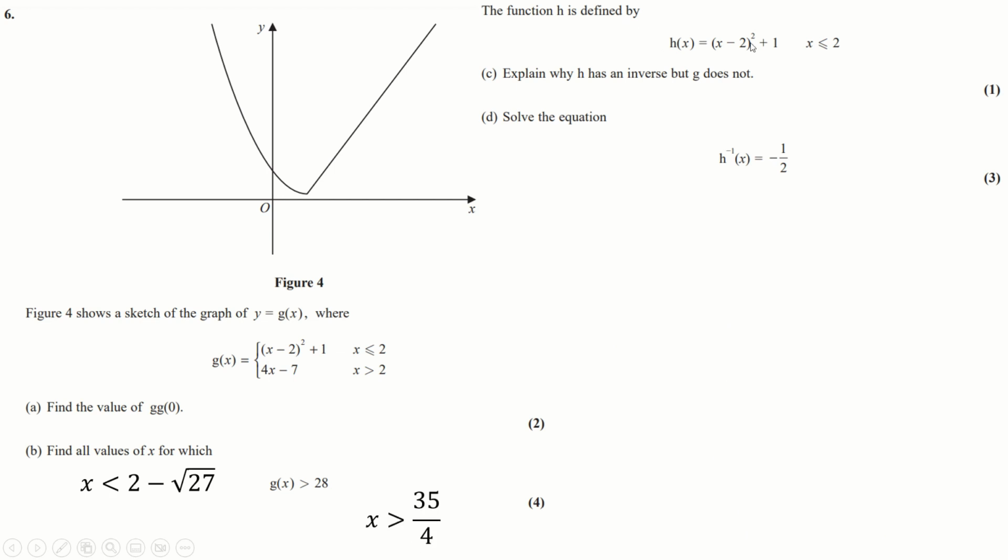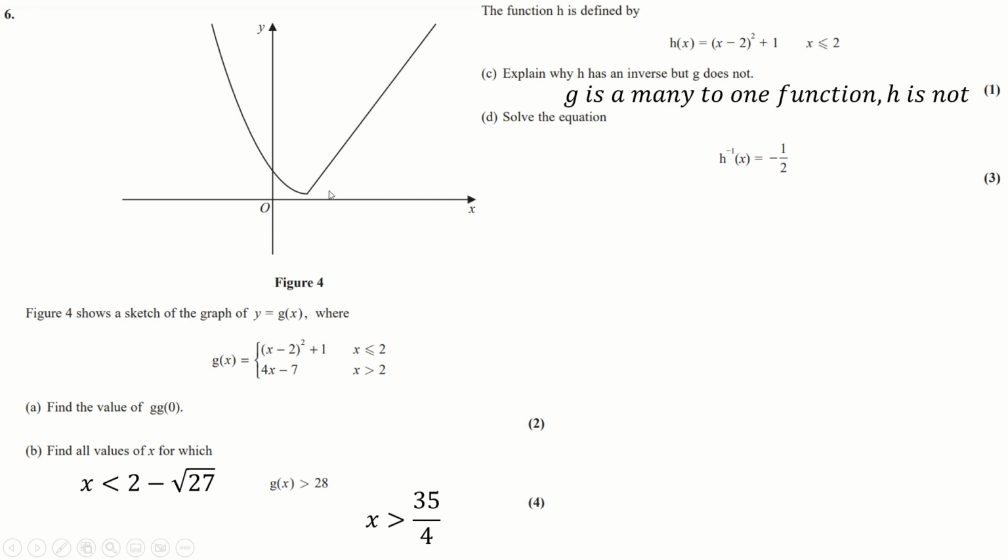H is defined by this. So H is essentially the same as G, but it goes up to here and then just vanishes because there's nothing after that. H has an inverse, but G does not. G doesn't have an inverse because it's a one-to-many function. Sorry, a many-to-one function. There are essentially many x values that get the same single y value.